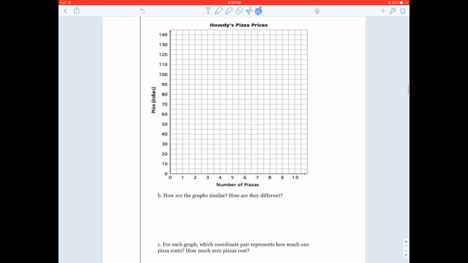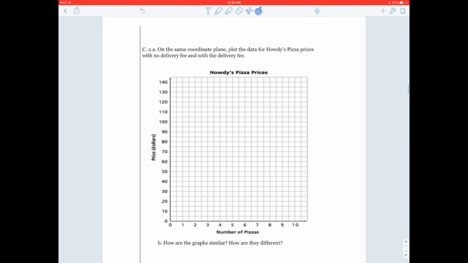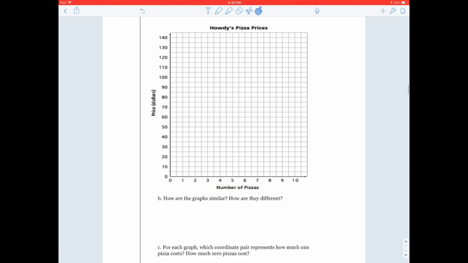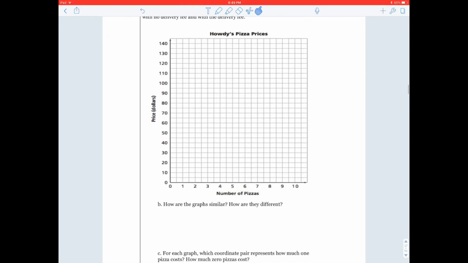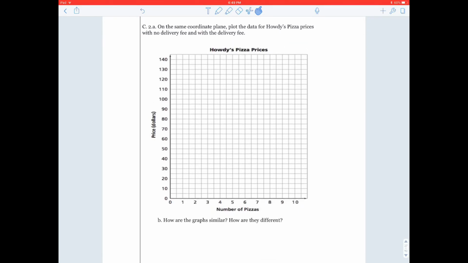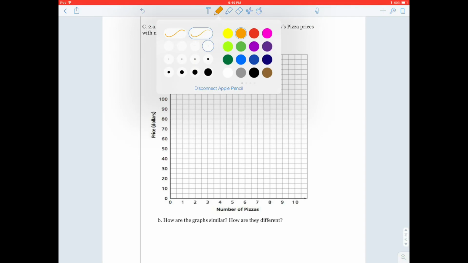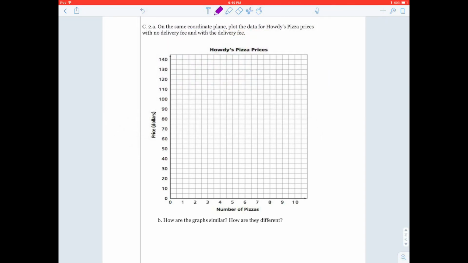Woo! We are almost there, you guys. Almost done. Okay, we have to graph this now. So what I need you guys to do is we're going to graph two lines. Some kids in period 5 accidentally made bar graphs, which is nice, but that's not quite what we're going for here.